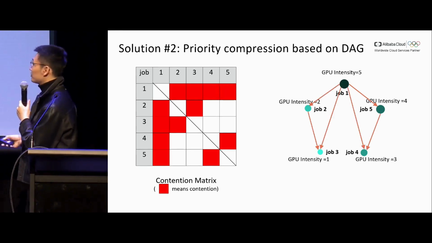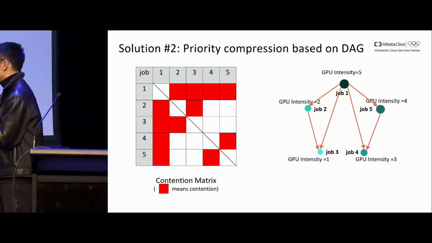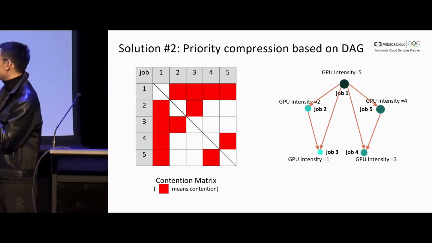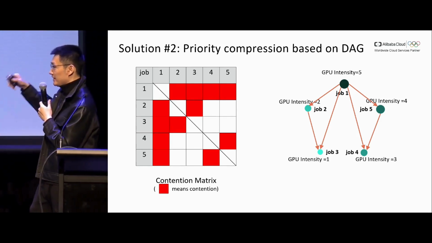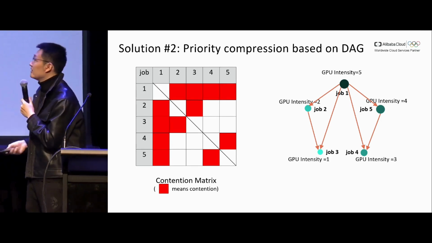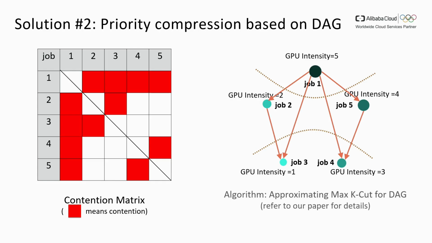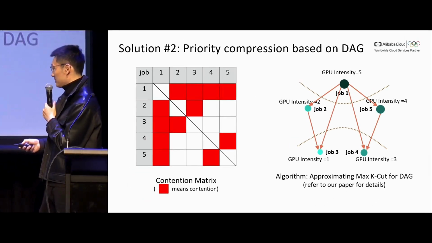Suppose we want to assign 3 priority levels to these jobs. Then the problem is transferred to finding the maximal 3-cut for this graph. That is, we split the graph into 3 subsets corresponding to 3 priority levels. We want to cut as many edges as possible because for jobs with communication contention, it is more necessary to assign different priorities to them. To do this, we design an efficient dynamic programming algorithm to get approximate solutions.